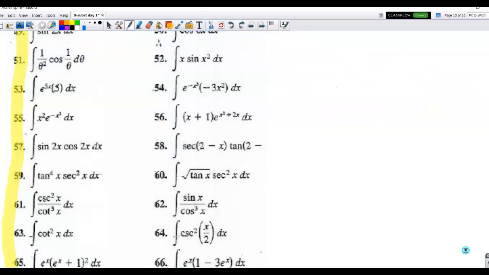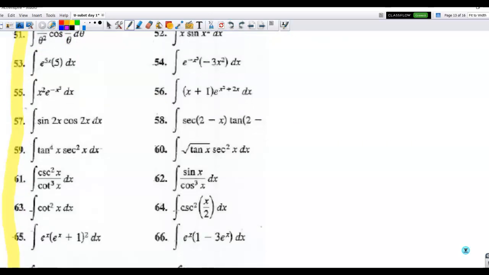Number 53, we have an e problem. When you get to e, oftentimes these are hints. Often when you're working with e, you let u equal the power of e. So when you have e problems, often, I didn't say always, I said often, these are strategies that you try. Let u equal the power of e. So in this case, the power of e is 5x. So I'm going to let u equal 5x. Du is equal to 5 dx.